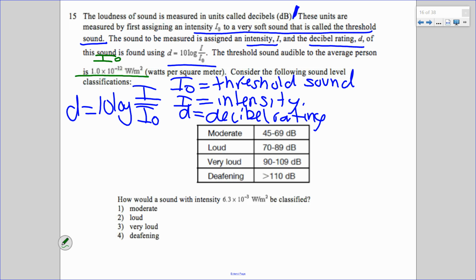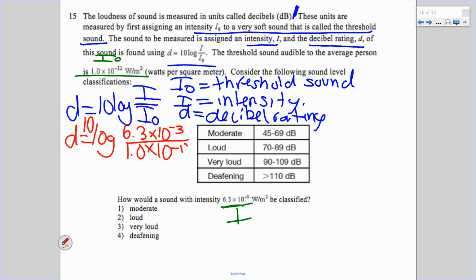Consider the following sound level classifications. That's fantastic. How is a sound of intensity I classified? Well, I need the decibel reading to use this chart. D equals log I is 6.3 times 10 to the negative third. What did I do wrong? 10 log, yes, it is. 10 log I over I0 is 1.0 times 10 to the negative 12.